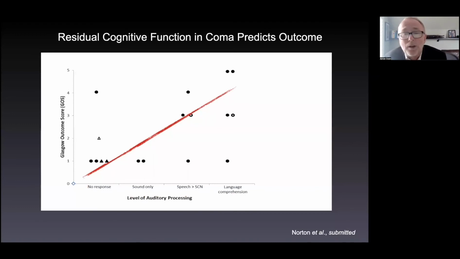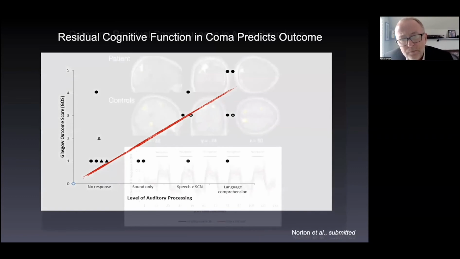Similarly, as we showed in the chronic vegetative patients, these fMRI responses in the scanner in comatose patients are related to your likelihood of recovery. It turns out that when you plot whether you have no responses, just responses to sound, speech, or language comprehension against the Glasgow Outcome Scale, how good was your recovery? There is a significant relationship between the two. So it does have prognostic value, and that's, I think, going to be extremely important in this population of patients.